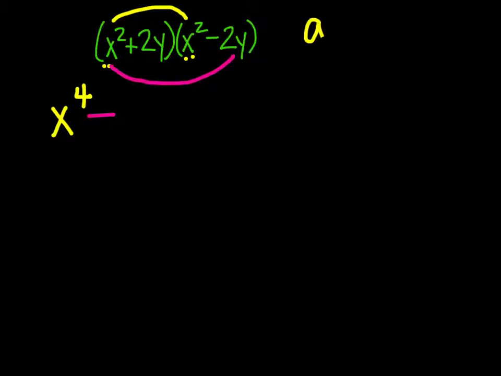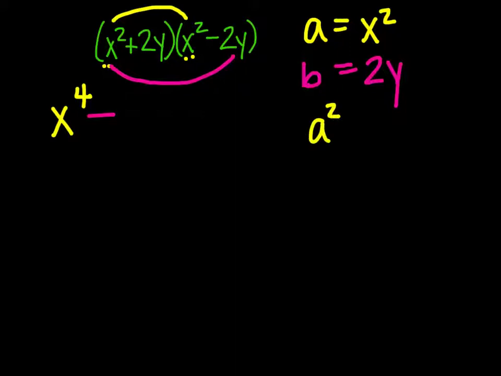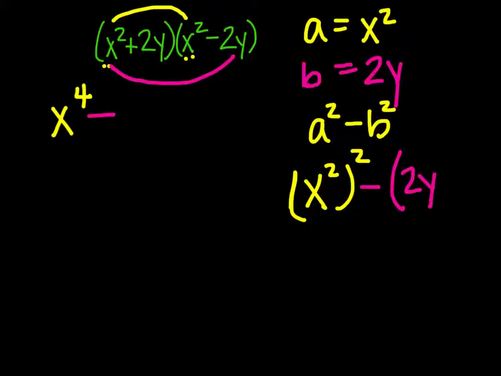So let's identify our a term. Our a term is x squared. Our b term is 2y. And then our roadmap tells us that we're going to say a squared minus b squared. So x squared, squared, minus 2y, squared is what we're going to end up having. X squared squared, the power to a power property tells us that it's going to be x to the fourth. And our b term, we have 2 squared, which is 4, and y squared. So that is going to be our final answer. Let's see if we get that.